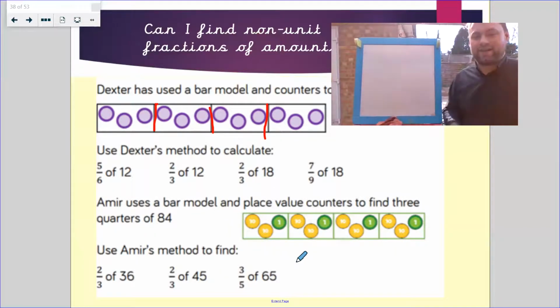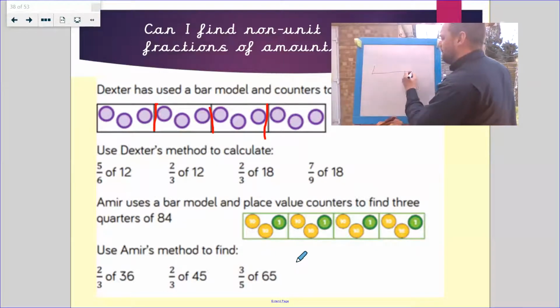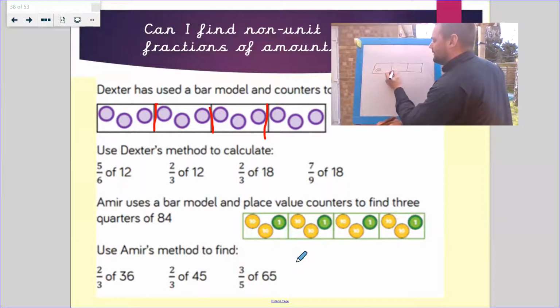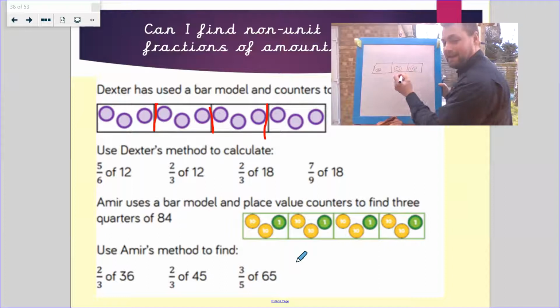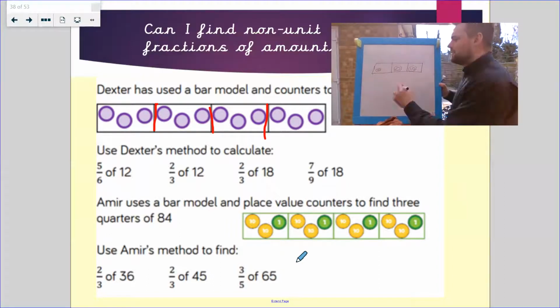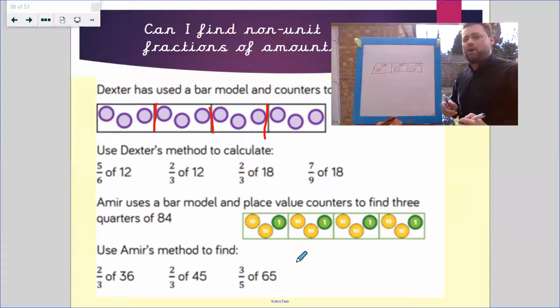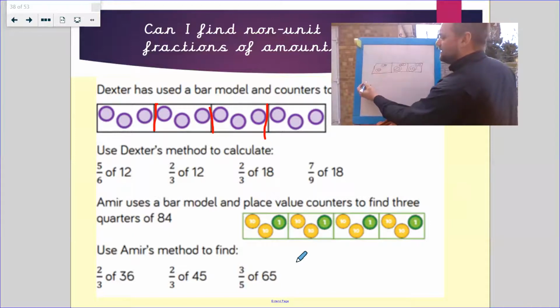Let's use his method to find out what 2/3 of 36 are. So let's get our 36, okay? And we've got our bar model, and we're doing it in thirds because it's 2/3. So let's put a 10 in there, a 10 in there, and a 10 in there, and it's 36. So we're going to have 2 1s in each block. So we now know that 1/3 is equal to 12.